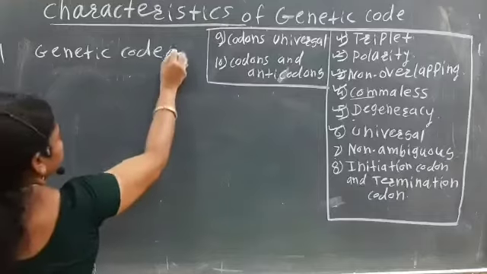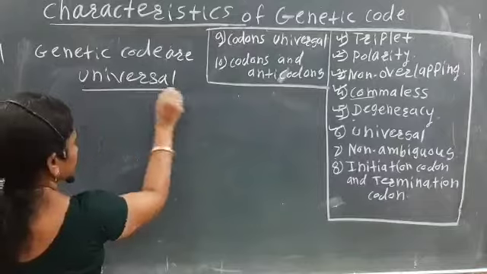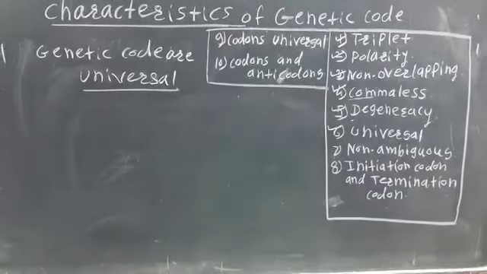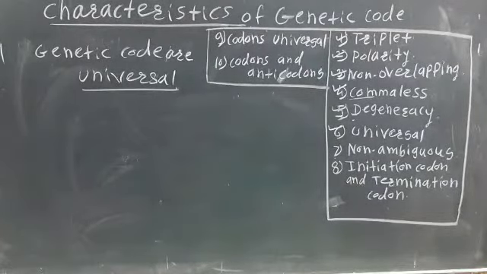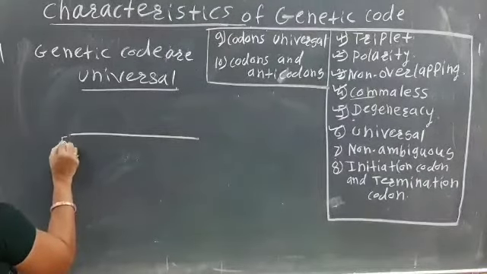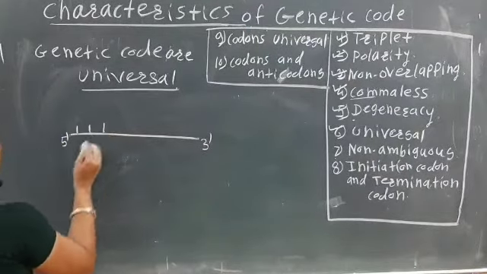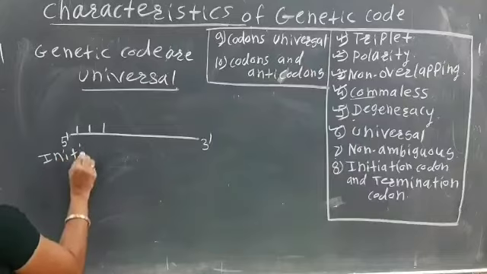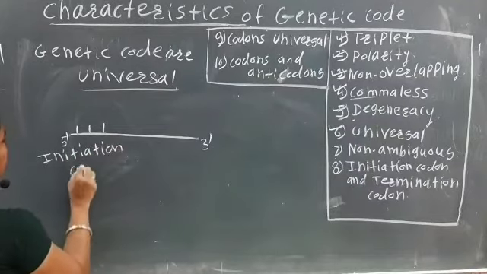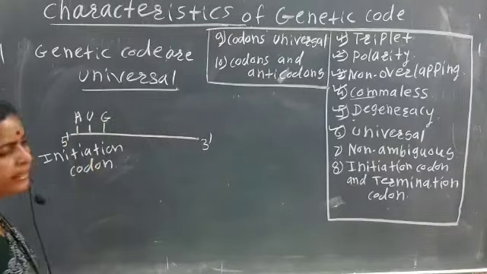Genetic code is universal. So universal means what? That is here the genetic code has the initiation codon and termination codon. So see, here the mRNA. So in mRNA there is the 5 prime end, there is the 3 prime end. So at the 5 prime end there is the initiation codon. AUG, it is the initiation codon.